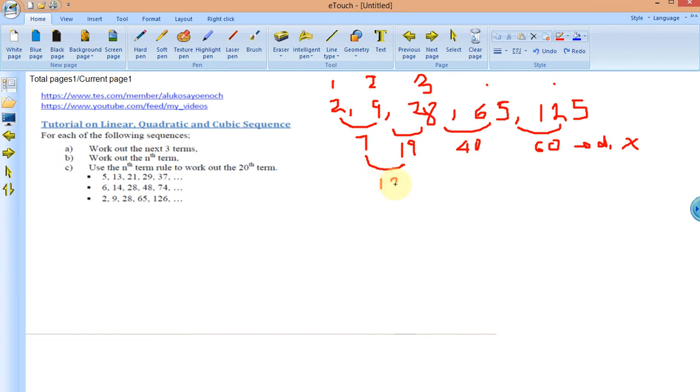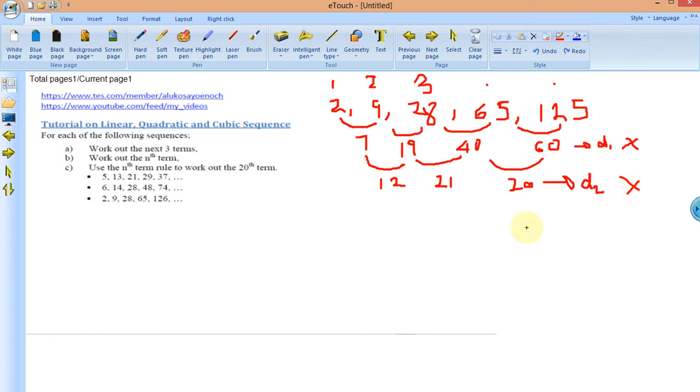Okay, 40 minus 19. I think that should be 21. I don't know why I'm taking a calculator for that. 21, and this is 20. So the second difference is also not a constant. Since the second difference is not a constant, this is not a quadratic sequence.